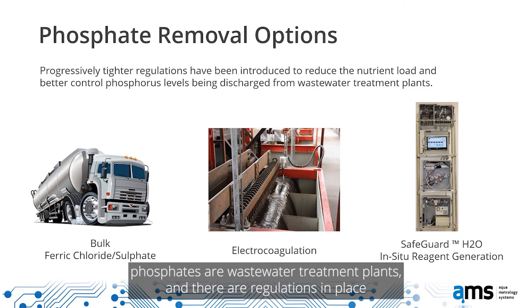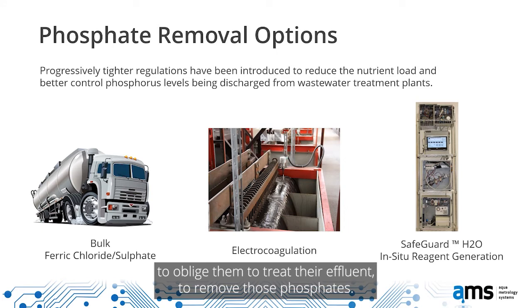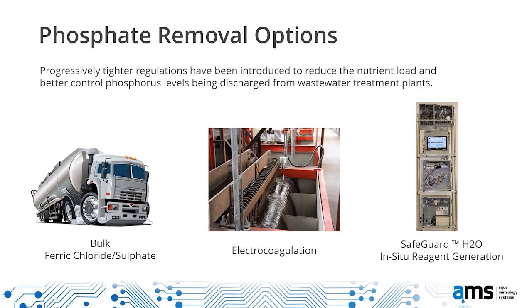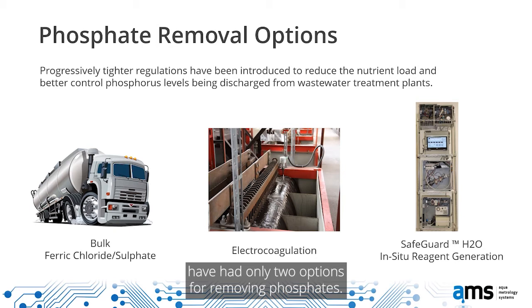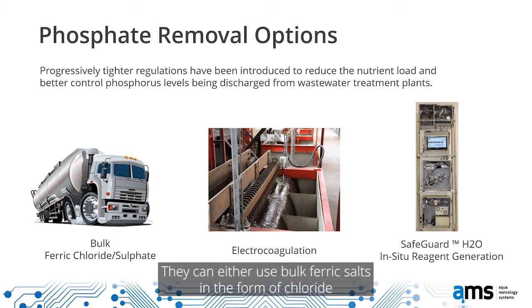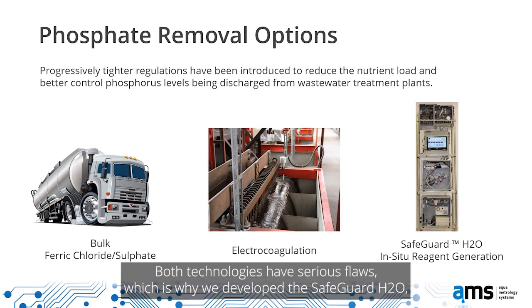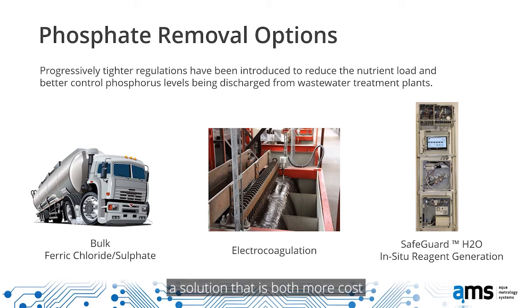A major source of phosphates are wastewater treatment plants, and there are regulations in place to oblige them to treat their effluent to remove those phosphates. Traditionally, wastewater treatment companies have had only two options for removing phosphates. They can either use bulk ferric salts in the form of ferric chloride or ferrous sulfate, or electrocoagulation. Both technologies have serious flaws, which is why we developed the SafeGuard H2O, a solution that is both more cost-effective and efficient.